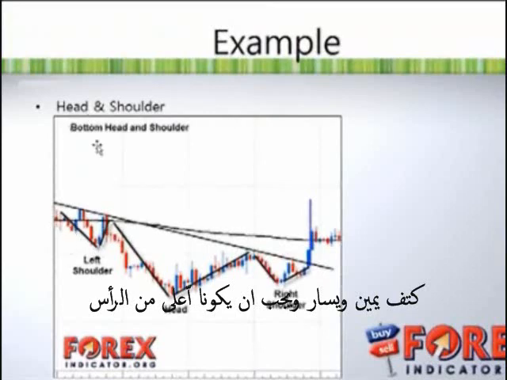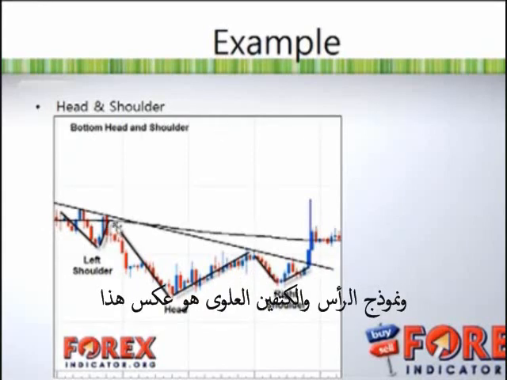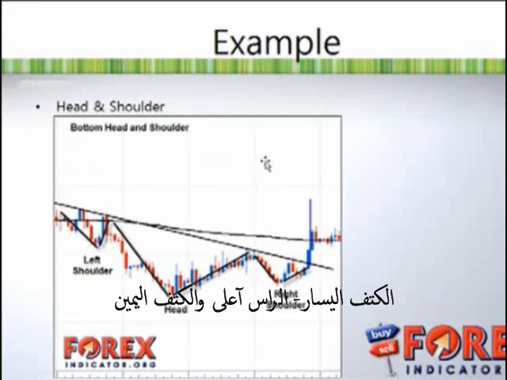This is bottom head and shoulder pattern. The left and right shoulder must be higher than the head. You can see the head is the lowest point. Okay, left shoulder, head, right shoulder. For the top head and shoulder pattern, it's just the opposite. You have left shoulder, head higher, and a right shoulder.